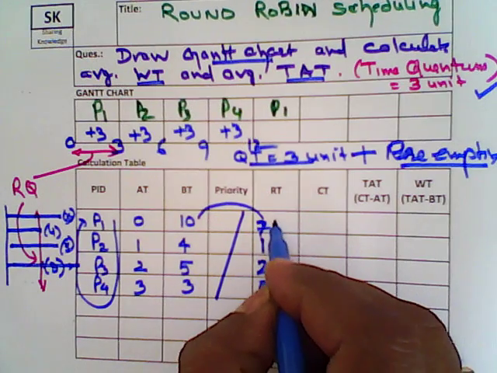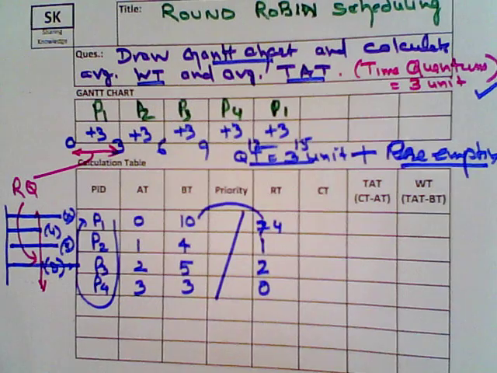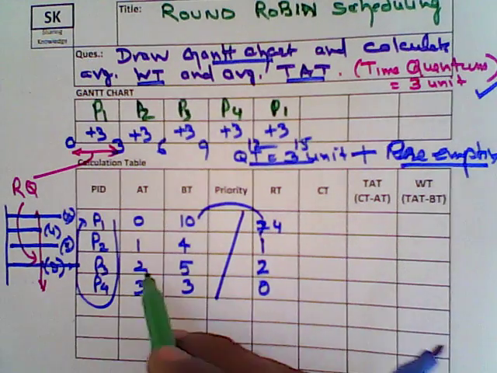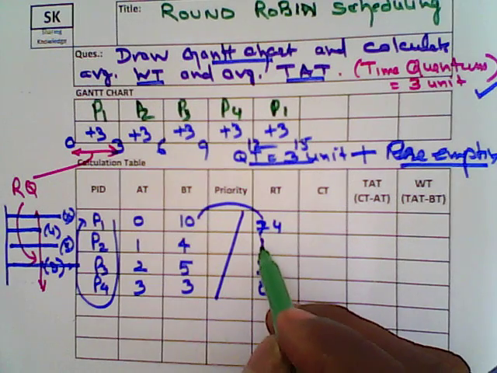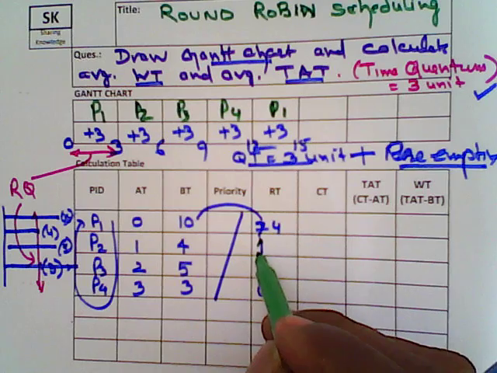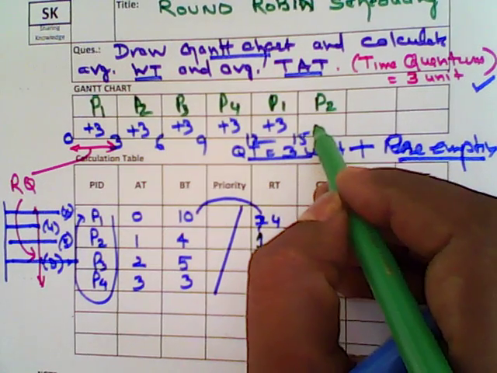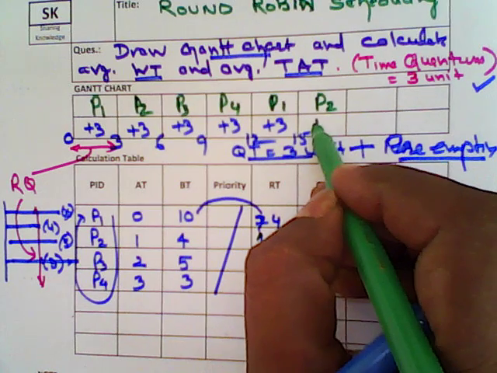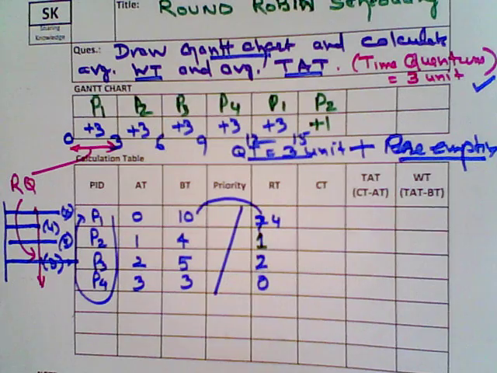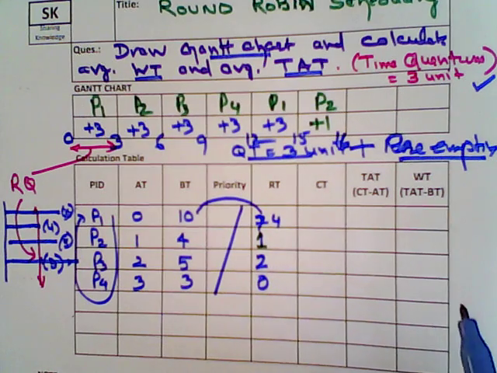After P1, which process is next? P2. But what is the burst time of P2? It is 1. Since it is 1, we do not need to add 3, we will add plus 1. So 15 plus 1 is 16. Now after P2, this has gone to 0, so we have two processes at 0.